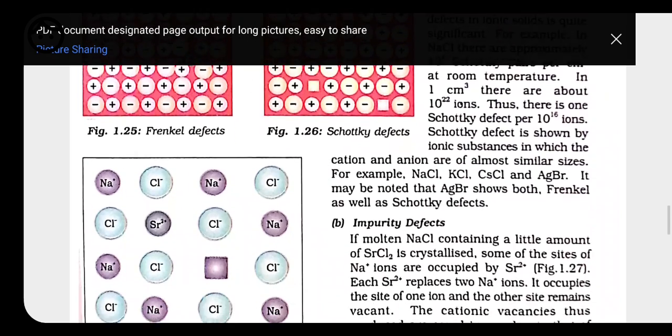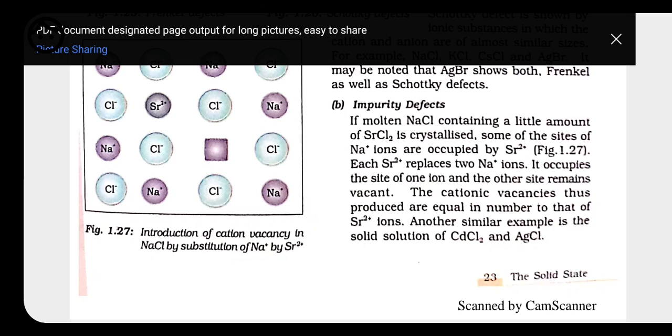Now we will come to the impurity defect. What do you mean by impurity defect? This is the defect in the ionic solid in which some impurity is present. Like if we take NaCl as a crystal, and any type of impurity, like strontium chloride, is present in the crystal and we are heating it, then some of the sites of sodium are occupied by strontium.